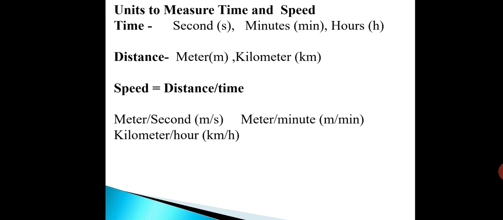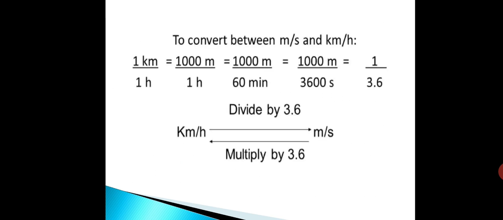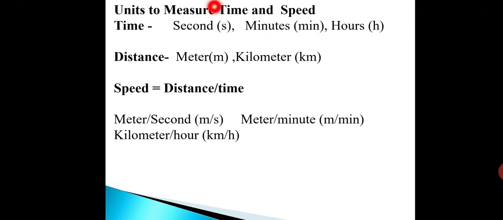Similarly, the units of time are second, minutes and hours. So second is S, minutes is MIN, and hours is H. To measure distance, we use meters and kilometers. Meter is M, kilometer is km.